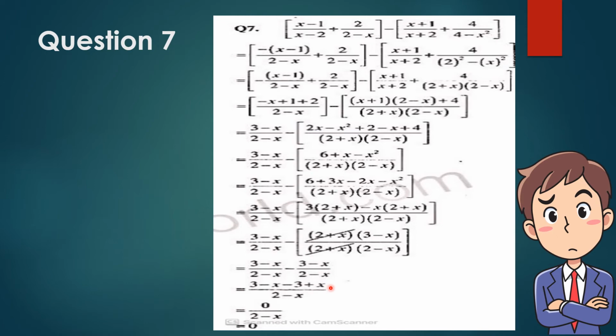Now again you can see that we can take the LCM. We have two fractions with the minus sign here, so they are subtracting. So before taking the LCM we cannot subtract them. So I have taken LCM 2 minus x, and now we can add 3 minus x minus 3 plus x. It will give you 0.